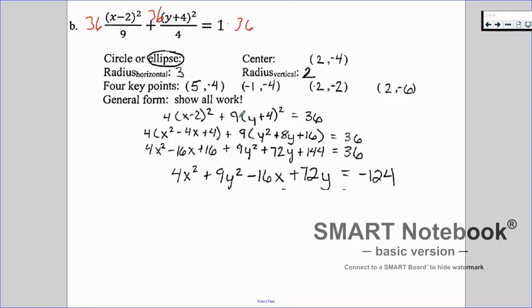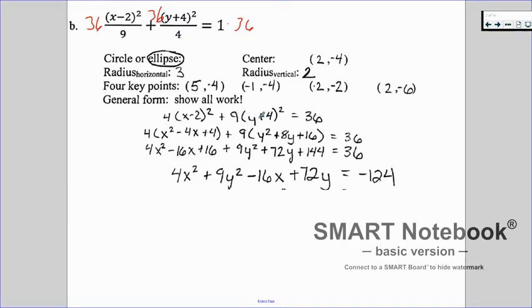36 divided by 4 is 9. So I have 9 times (y plus 4) squared. And then 1 times 36 is 36. So now I got rid of the fractions. A common mistake or misunderstanding is that you can just put that 4 in front of this and that 9 in front of the other one.